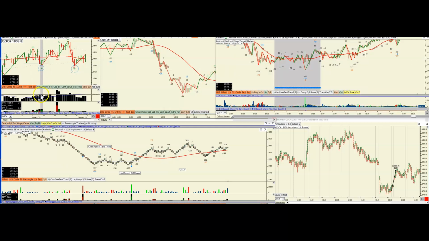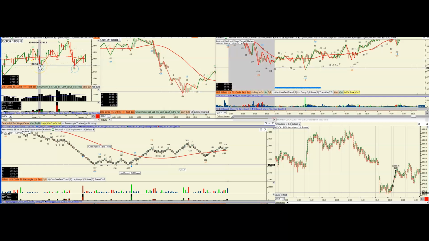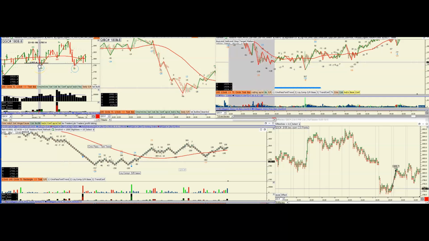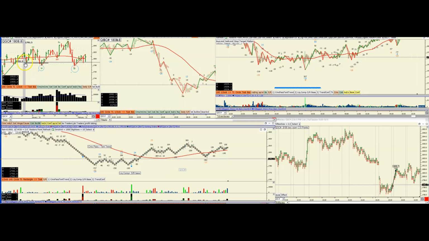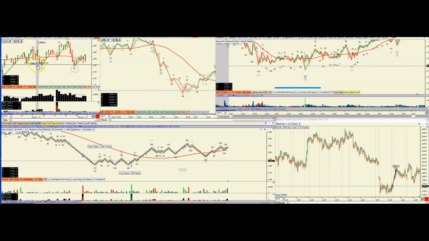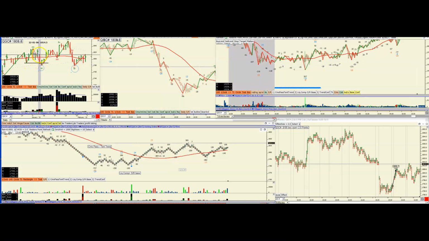Obviously, you're going to notice some high volume signatures here. Don't let the red bar scare you. The majority of the red bar is above the prior low. So don't let it scare you. Even if it's a big red bar, the majority of it is above the prior low.